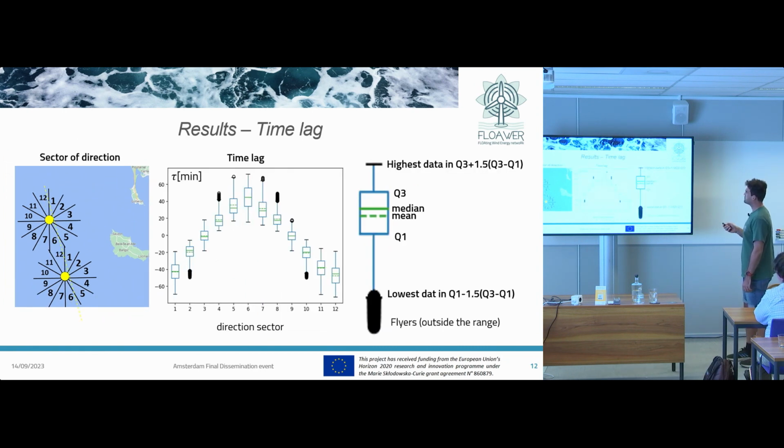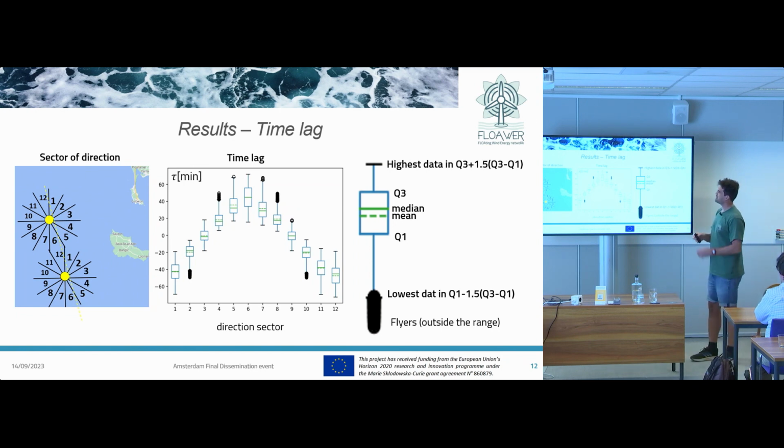Now I will compare the results for the two methods. So here I plot the time lag obtained with method 1, where I estimate the time lag myself. So I don't have a unique time lag by sector of direction. I have a time lag for each time step. So I represent the time lag with a box plot.